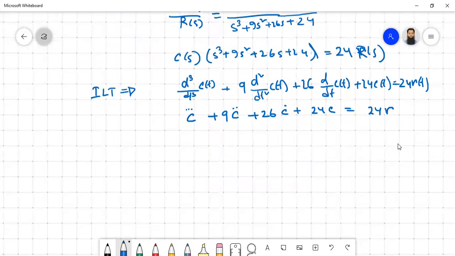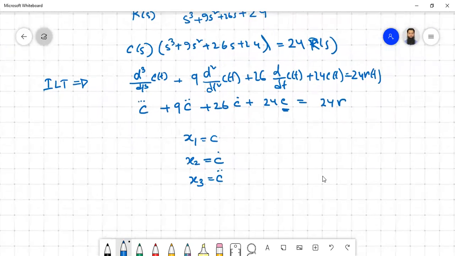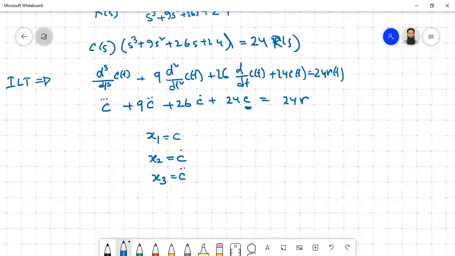Now, according to the phase variable choice, we take the output, that is C, as our first state variable. So x1 equal to C. Secondly, x2 equal to C dot, and x3 equal to C double dot. So this is our assumption of our state variables. Now, based on this, you have to write in terms of x1 dot, x2 dot, x3 dot to find the state space representation.